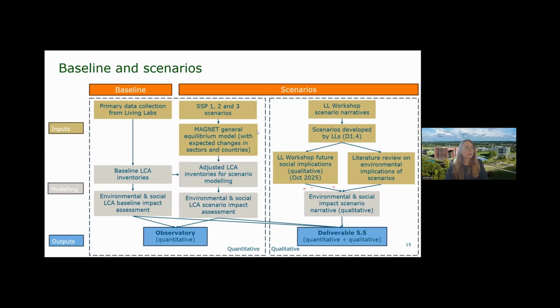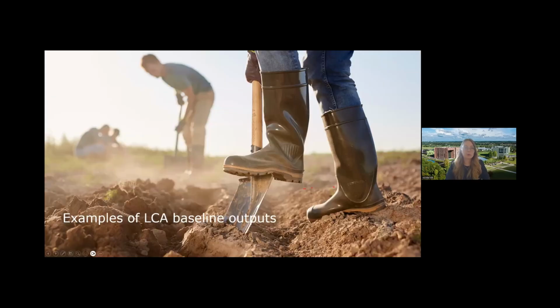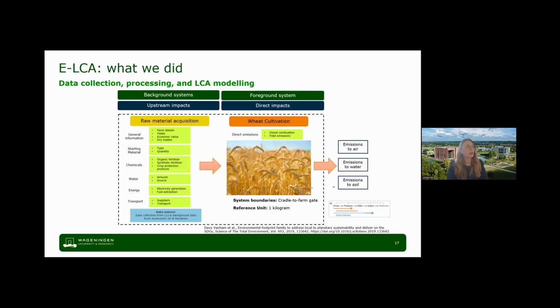And now we will go a bit more in depth on mainly the quantitative part in the rest of the presentation. So let's go through some examples of the outputs. And now we first focus on the baseline. We will use the example of organic wheat production in the Czech Republic, which is one of the living labs, and the results we got for this living lab.